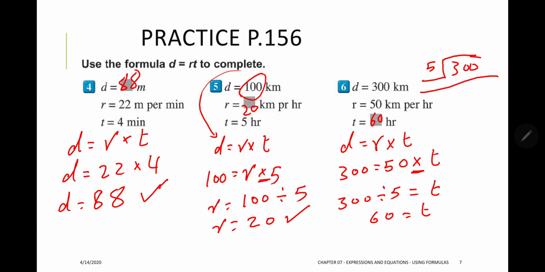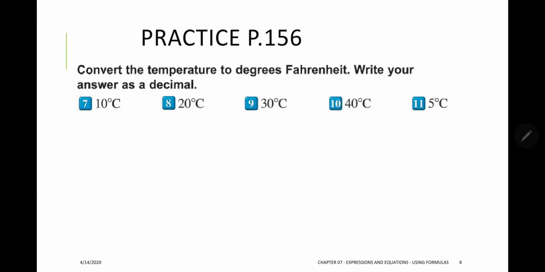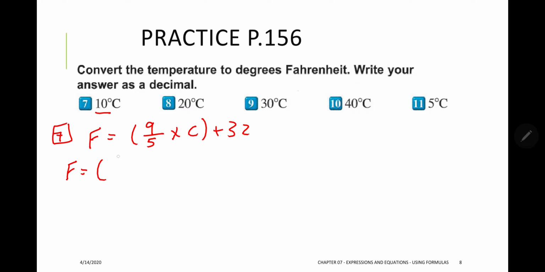So now, going back to the equation, we have Celsius. We want to change it to Fahrenheit. So we will write the formula: F is equal to 9 over 5 multiply C plus 32. Now I'm solving number 7. In place of C, put 10 and you'll find the result. So F is equal to 9 over 5 multiply, just take this 10 and put it in here.